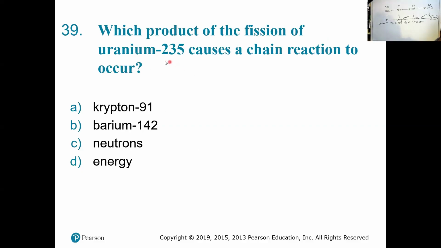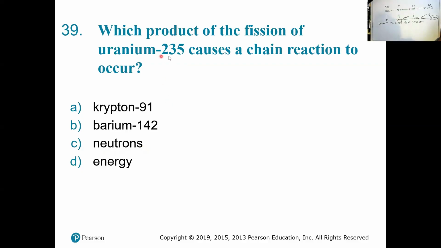Which product of the fission of uranium-235 causes a chain reaction to occur? Now, we sketched out the fission reactions a bit in class. And remember that there's one product that occurs from the fission that then allows the reaction to continue to progress and grow. Okay. And that specific product is going to be these neutrons that form.